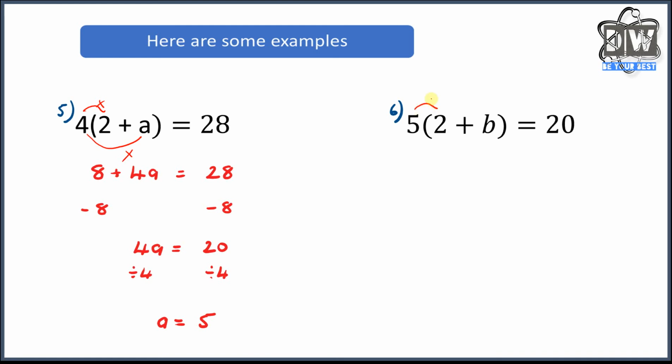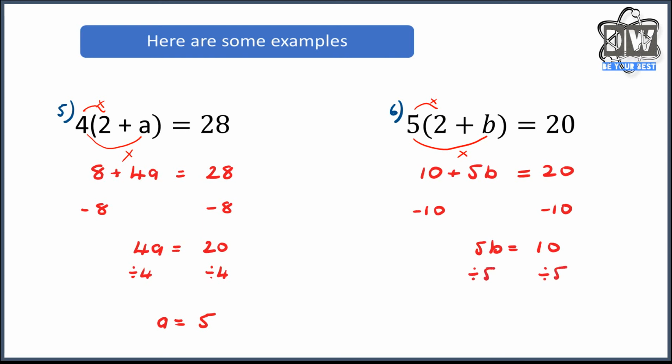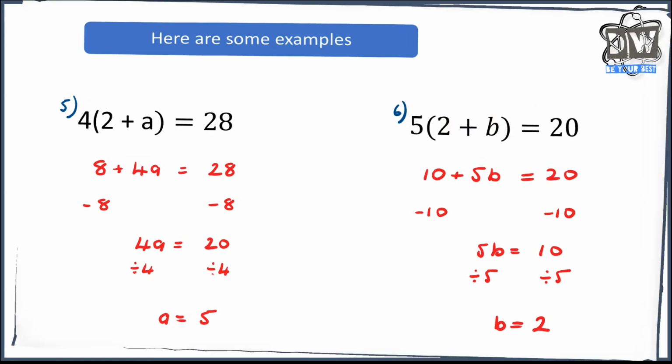First thing we do is 5 times 2, 5 times b, 10 plus 5b. Take away 10 from both sides. We've got 5b equaling 10. Divide both sides by 5. B equals 2. Bang that back in. 2 plus 2 is 4. 4 times 5 is 20. We know we are correct.